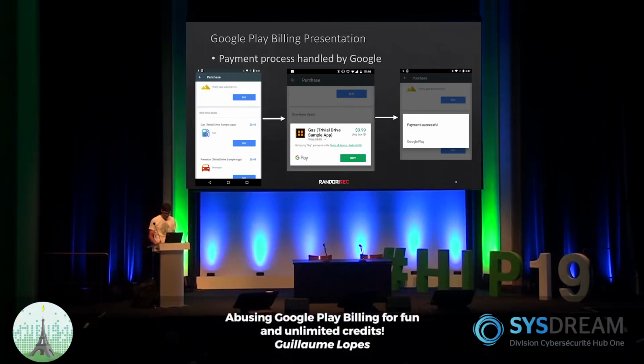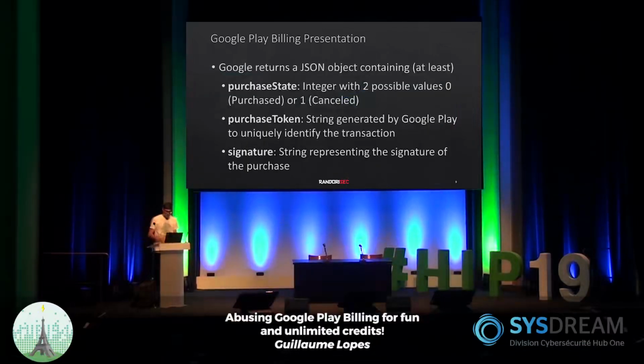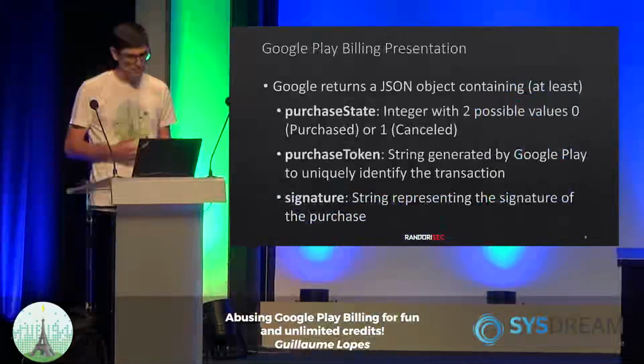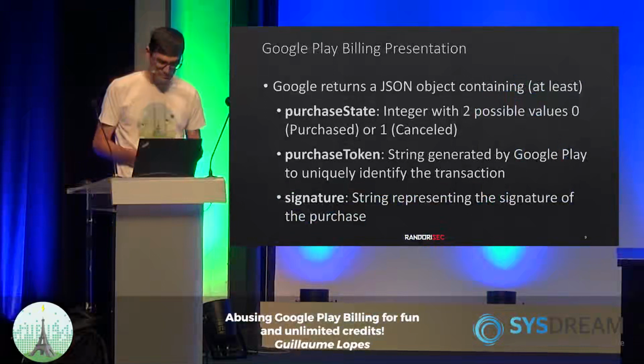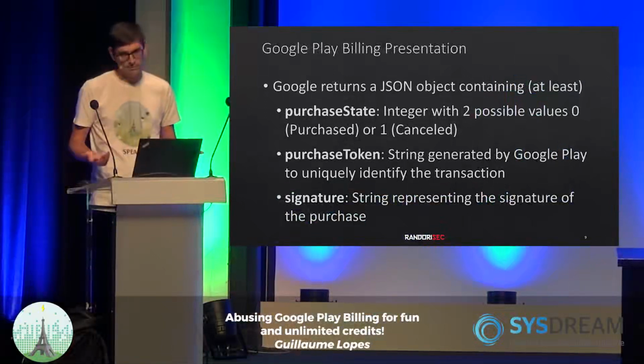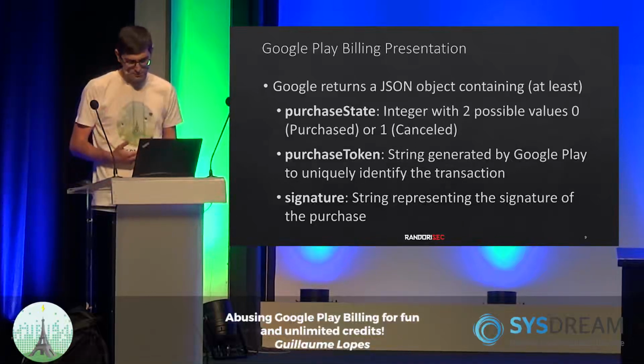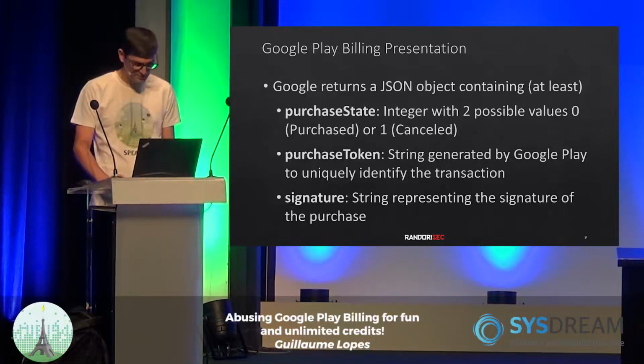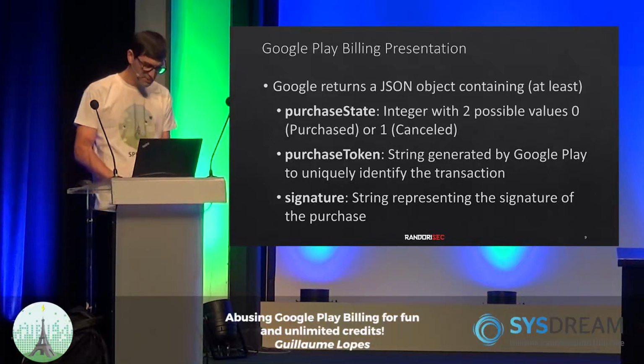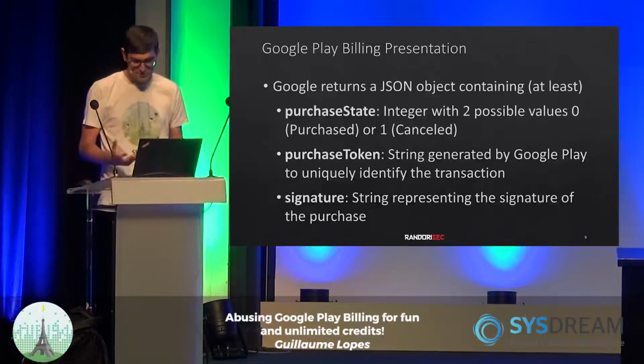So let's have a look deeper at what Google is giving to the application. In fact, it's just a JSON object containing several values, but the most interesting one is the purchase state, which indicates if the payment was successful or not. So you have only two possible values, 0 for purchase or 1 if the user cancels the payment. A purchase token, which is just a token used to identify the transaction for tracking, and a signature. In fact, this string represents the signature of all the JSON objects returned by Google.